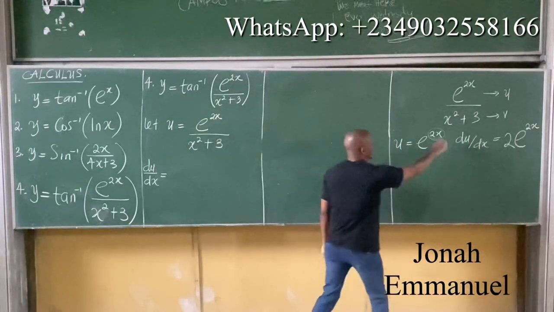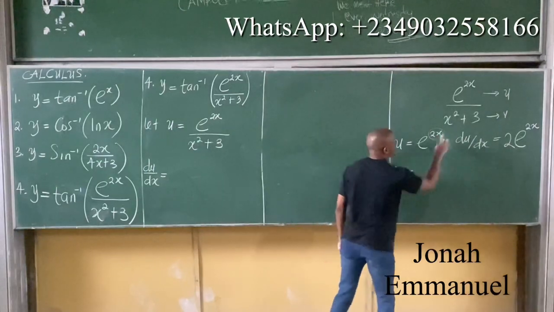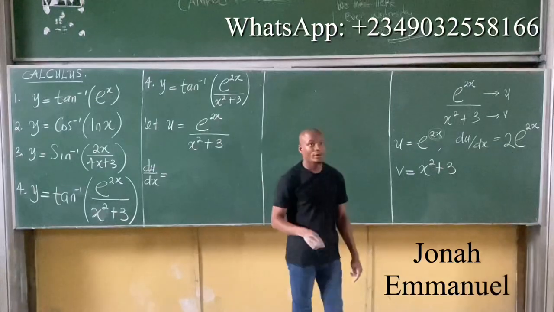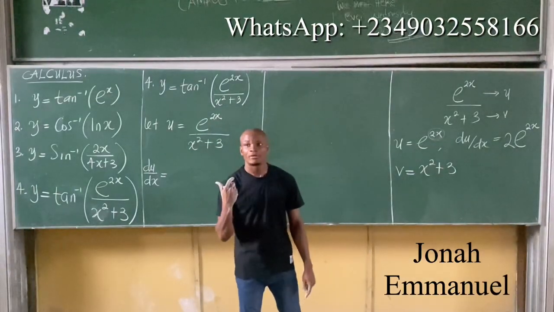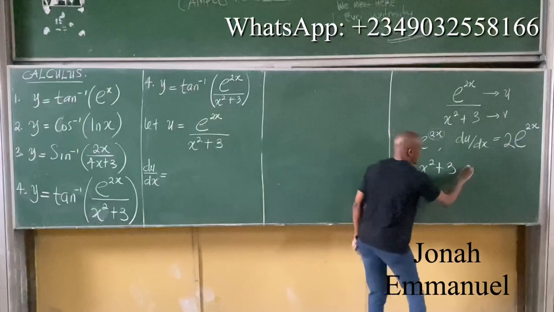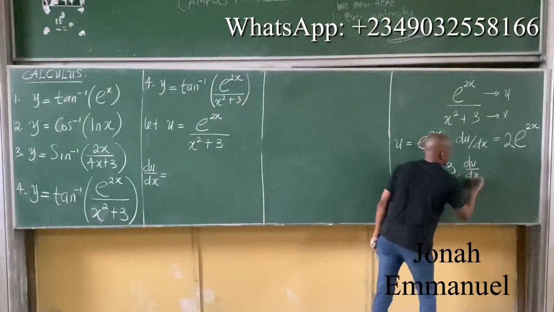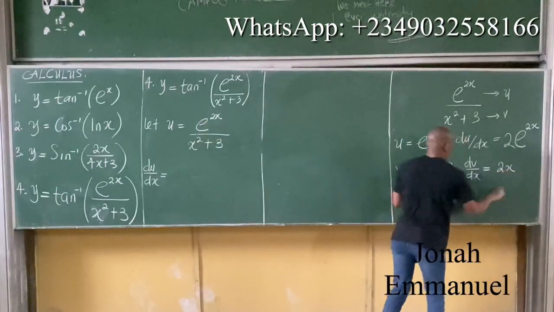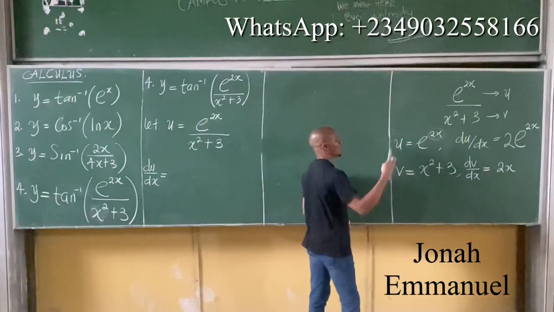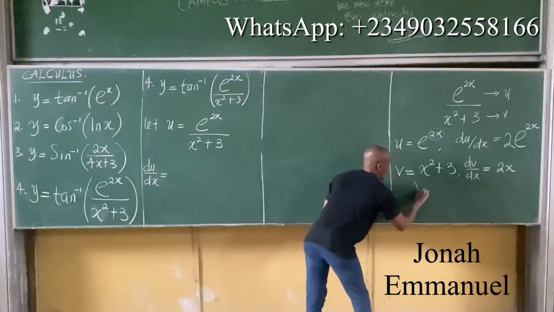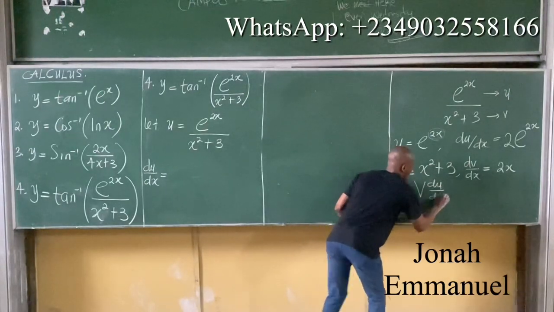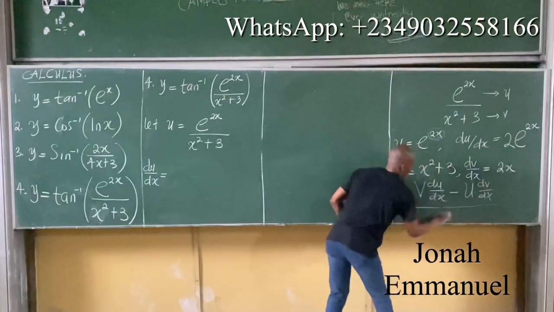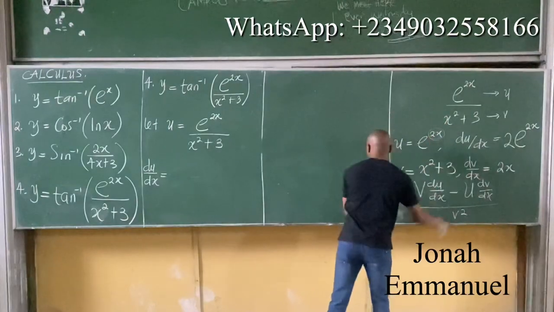Alright. Next up, v is now equal to x squared plus 3. Get dv over dx. What did we get here? 2x. Of course, the constant is 0. So what's your quotient formula? v du over dx minus u dv over dx, all over v squared. Please use all of this. Bring your answer here.